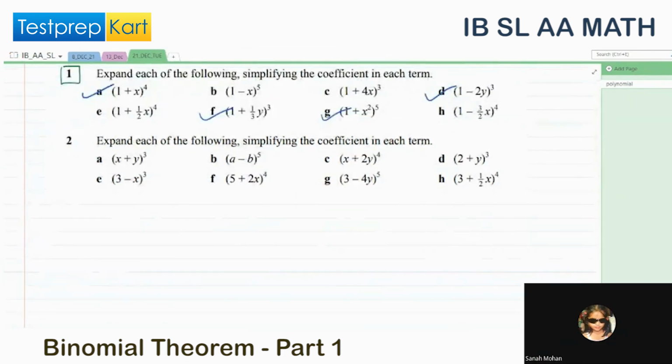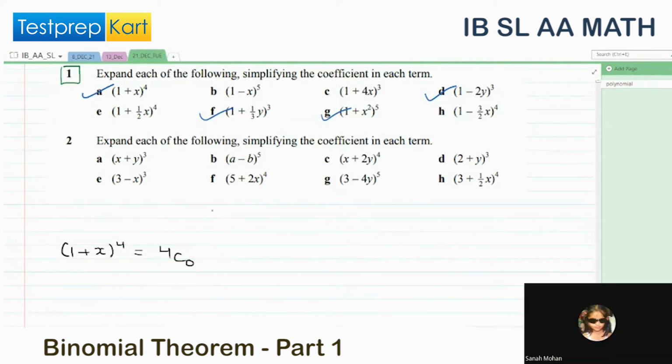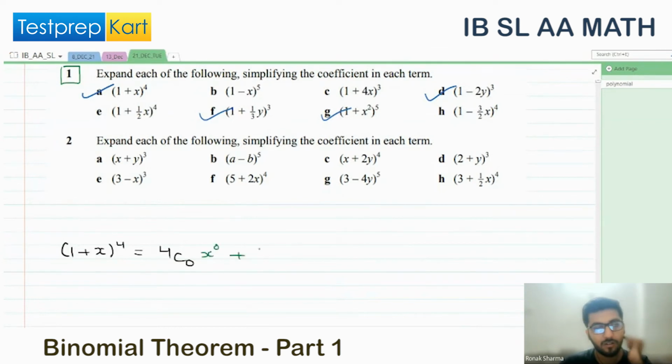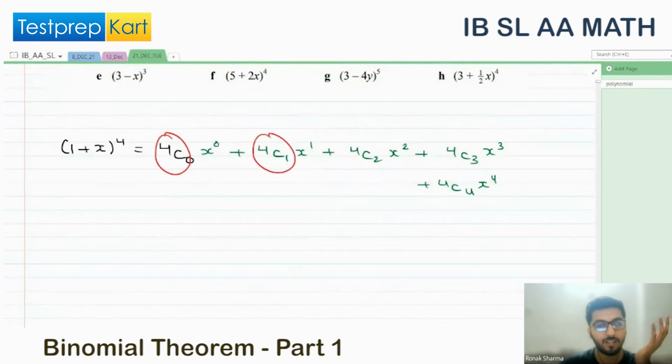See, 1 plus x power 4. So it will be what? 4C0, 1 power, see, when you have 1, no need to write it because it is not going to make any difference. So simply write x power 0, then 4C1 x power 1, 4C2 x power 2, 4C3 x power 3, 4C4 x power 4. Now we just need to find these values. That's why we learned NCR first. So 4C0 is what? 1.